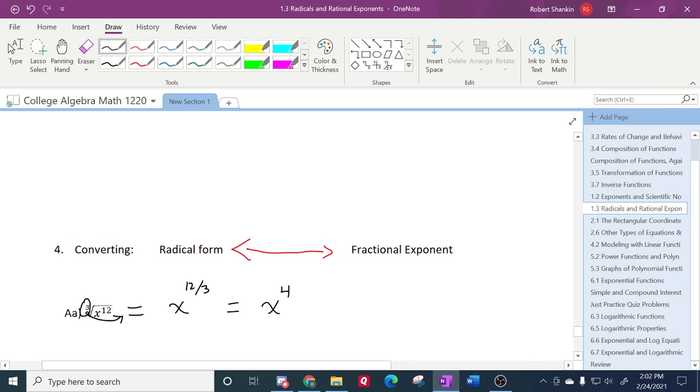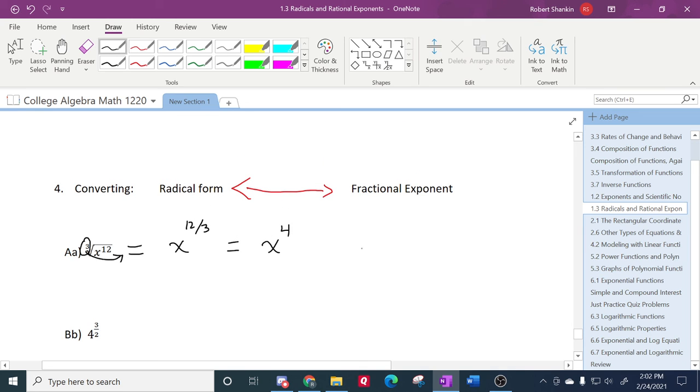Now, writing a problem like this, cube root of x to the 12th, is kind of like asking, all right, what is something that when I multiply it by itself 3 times, I get x to the 12th? And if you think about it hard enough, you can figure out, oh yeah, it's going to be x to the 4th, because x to the 4th times x to the 4th times x to the 4th, visualize there's 12 x's, and so on. But isn't it easier to just change it to its fractional format?